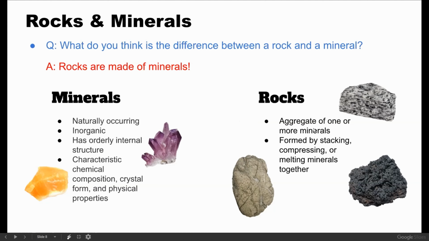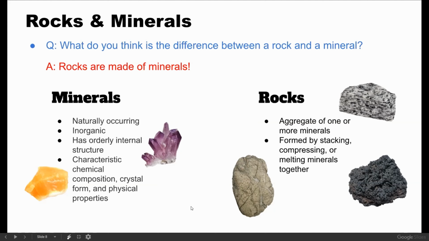Rocks. Rocks are aggregates of one or more minerals, so they're put together with at least one or more minerals composing them. They're formed by stacking, compressing, or melting minerals together. So they've been fused together somehow. And we're going to talk about that process in one of the upcoming lessons.